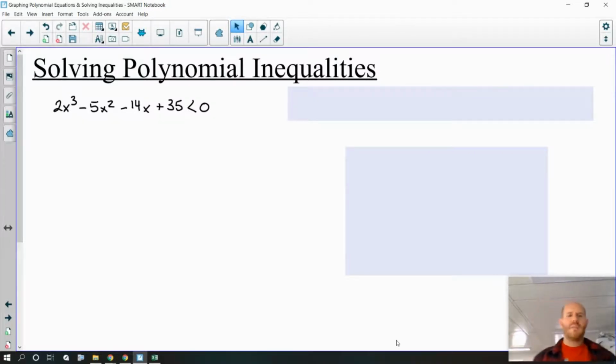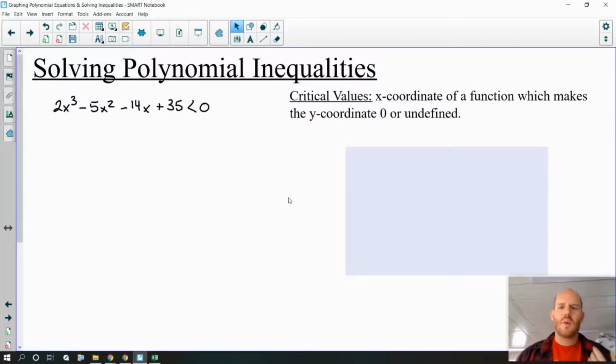So one application of graphing polynomial functions can actually be used to help us solve polynomial inequalities. Suppose I have an inequality like the one on the left. What I need to do to solve this inequality is locate the critical values. This is the x-coordinate of the function, which makes the y-coordinate 0 or undefined.